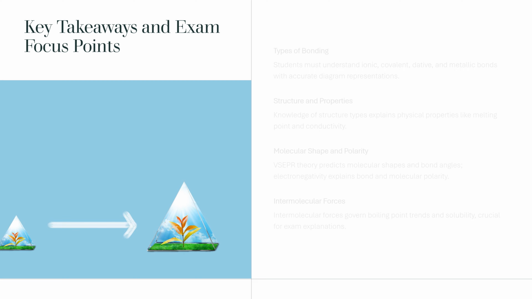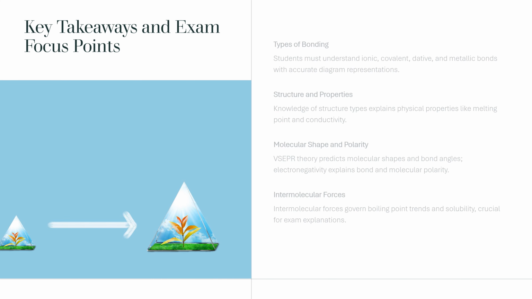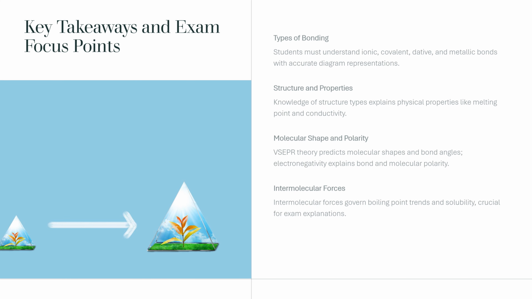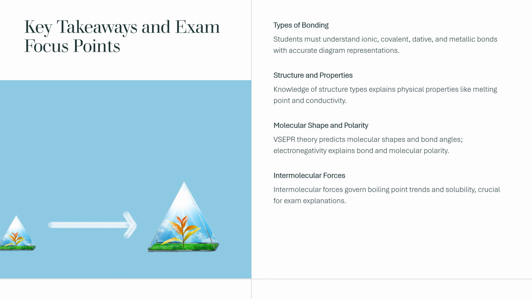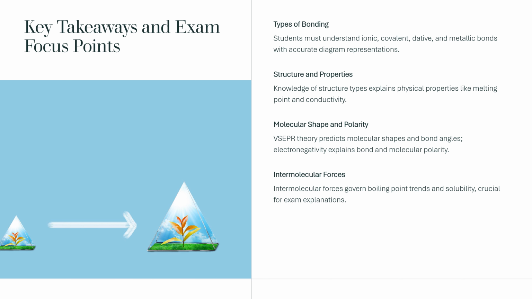When answering bonding questions, always link bonding, structure, and properties. For example, explain that giant ionic lattices have strong electrostatic attractions requiring large amounts of energy to overcome, leading to high melting points. In this chapter, we've explored ionic, covalent, and metallic bonding, molecular shapes, electronegativity, and intermolecular forces. Understanding how bonding influences structure allows us to explain the physical and chemical properties of a wide range of substances.